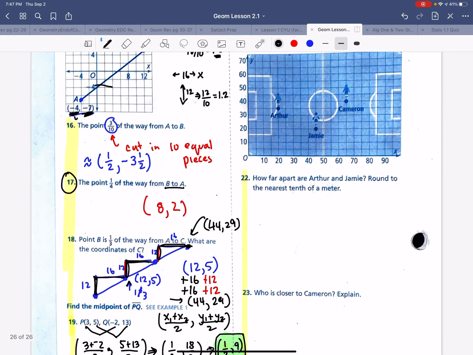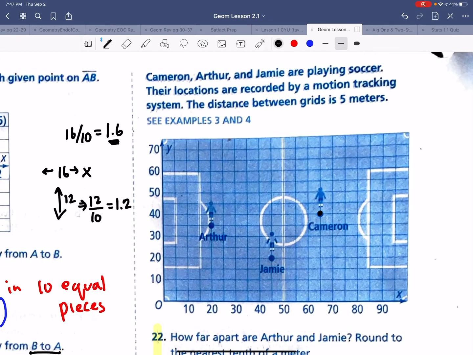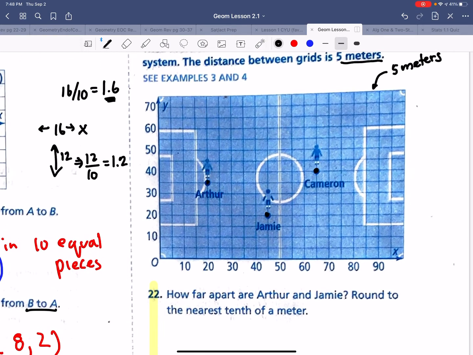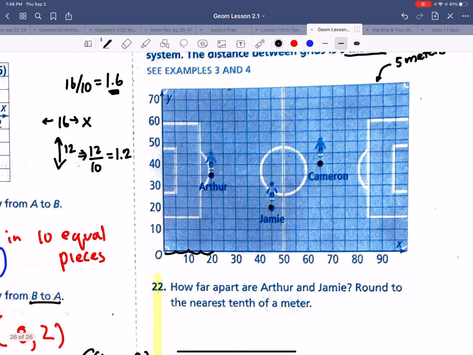Nice work. Now let's take a look at a soccer game. It says Cameron, Jamie, and Arthur are all playing soccer. Their locations are recorded by a motion tracking system. The distance between the grids is 5, so each grid is worth 5 meters. Okay, so we notice 5, 10, 15, 20. How far apart are Arthur and Jamie?